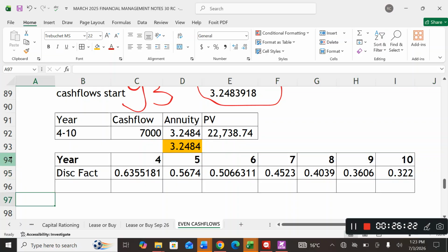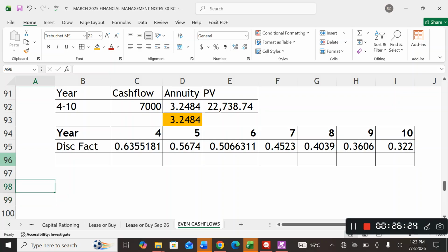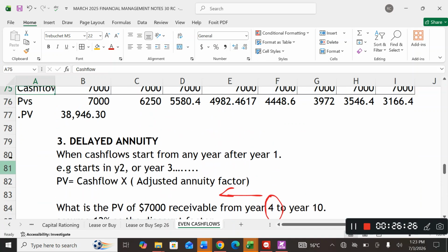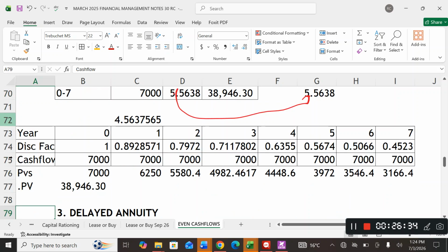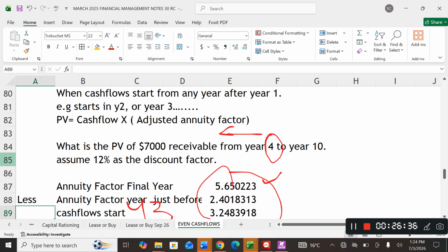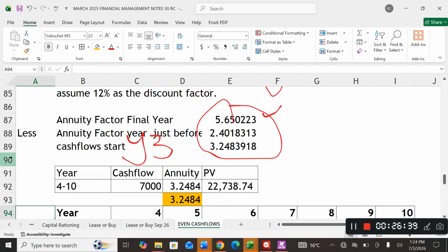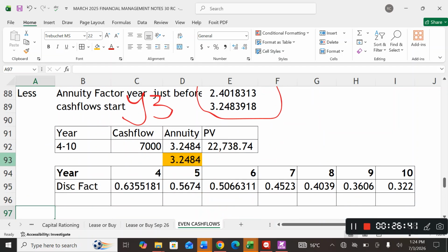We are going to make use of this issue of annuities when we are studying the next chapter on lease or buy, specifically when we have the lease payments, because these are going to be equal amounts. Instead of us discounting the lease amounts every year, we can just make use of the even cash flows.